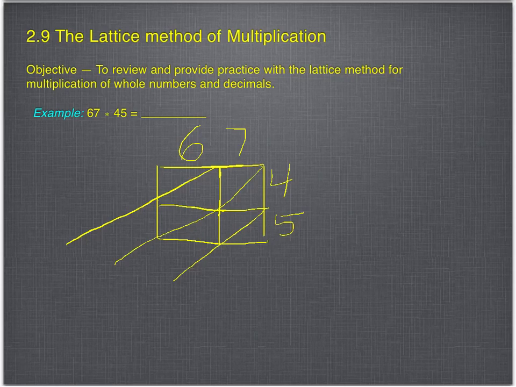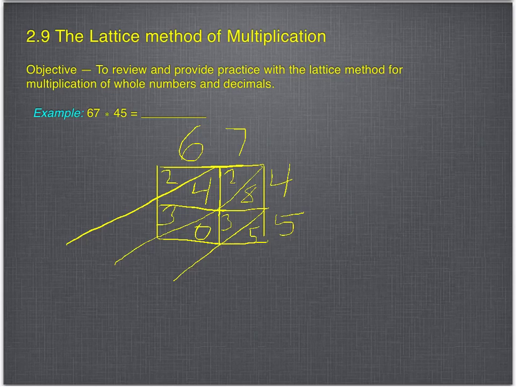7 times 4 is 28. 7 times 5 is 35. 6 times 4 is 24. 6 times 5 is 30.